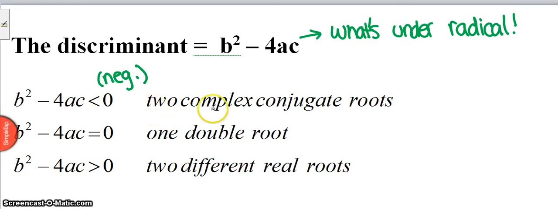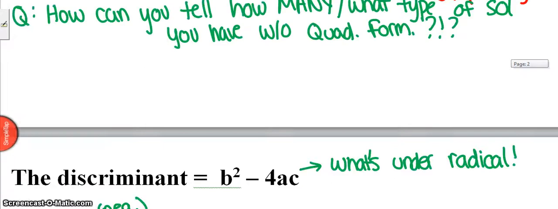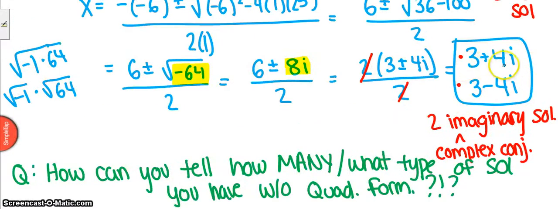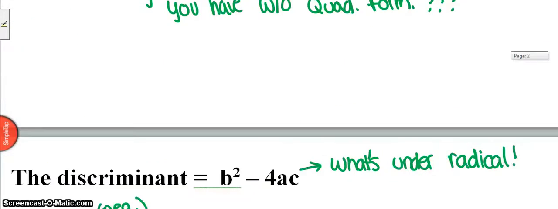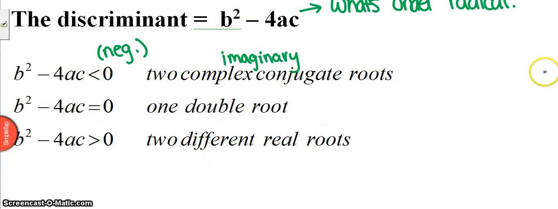So we say that you're going to have two complex conjugate roots. Complex conjugate is another way to say you're going to have imaginary roots. But more specifically, they're the same two terms with the opposite sign in the middle. So you have two complex conjugate roots.